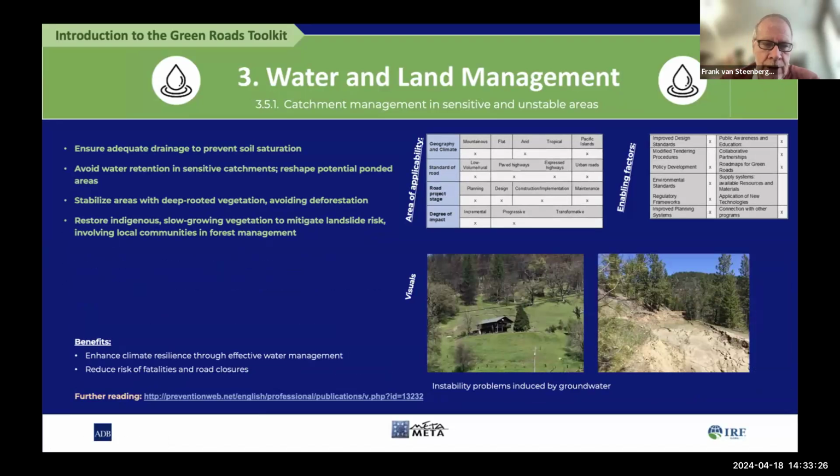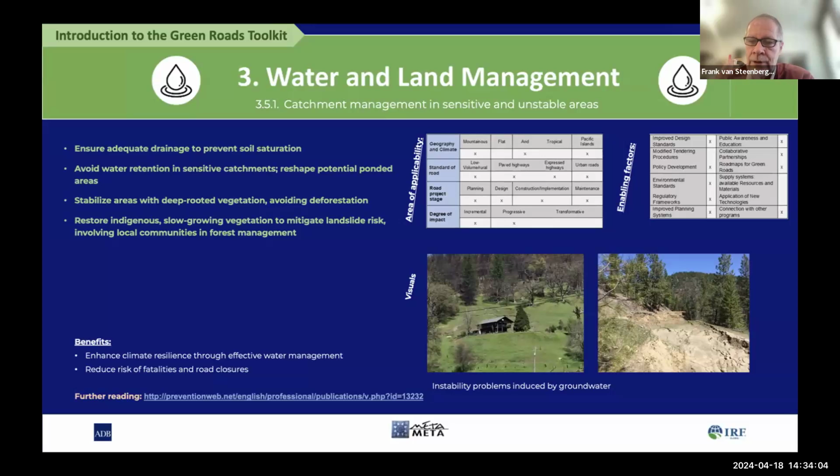Another example also of the link between roads and the larger areas is catchment management. So we need to make sure that in areas which are prone to landslides, we manage the water properly, that there's enough drainage to prevent the saturation of soils, and that we also avoid water retention in sensitive areas. And we mentioned that often roads have this sort of potential to retain water, but in areas which are unstable, we should not do that.